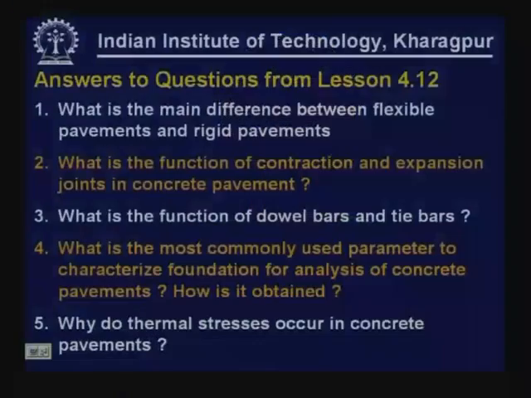Next question is, what is the function of contraction and expansion joints in concrete pavement? If you construct a very long slab without any joints, it is anyway going to crack because of contraction. As the temperature decreases, the slab is going to contract. There is going to be some restraint provided by the foundation. As a result, tensile stresses develop and it is going to crack. To regulate the location at which the cracks form, we weaken the slab at regular intervals, thereby allowing the crack to develop at that location only. That is the reason we have to provide contraction joints.